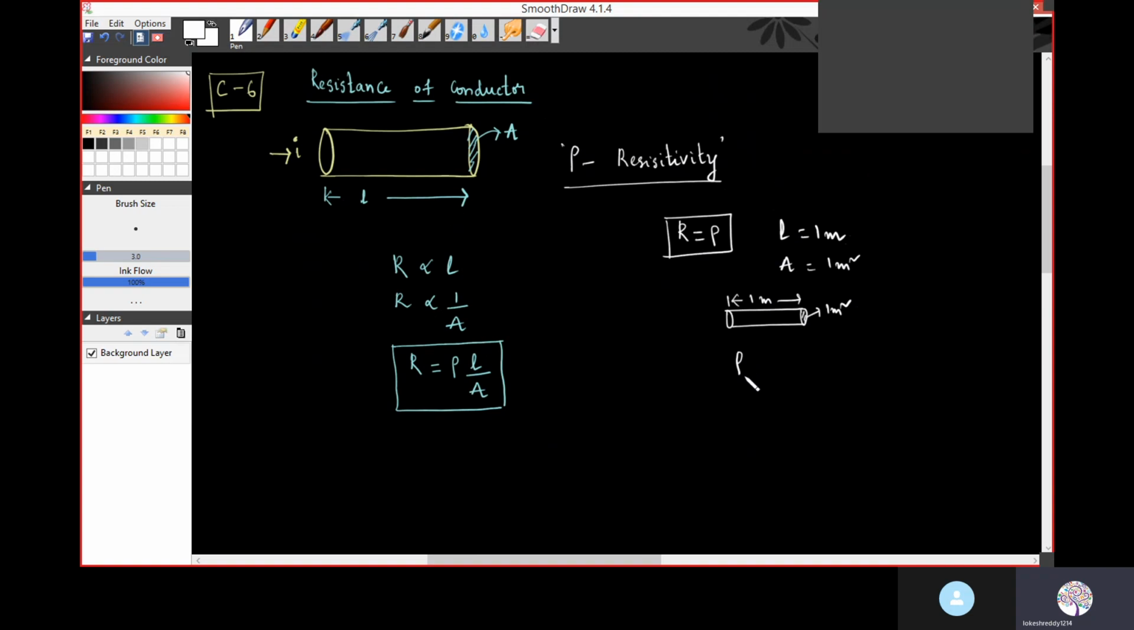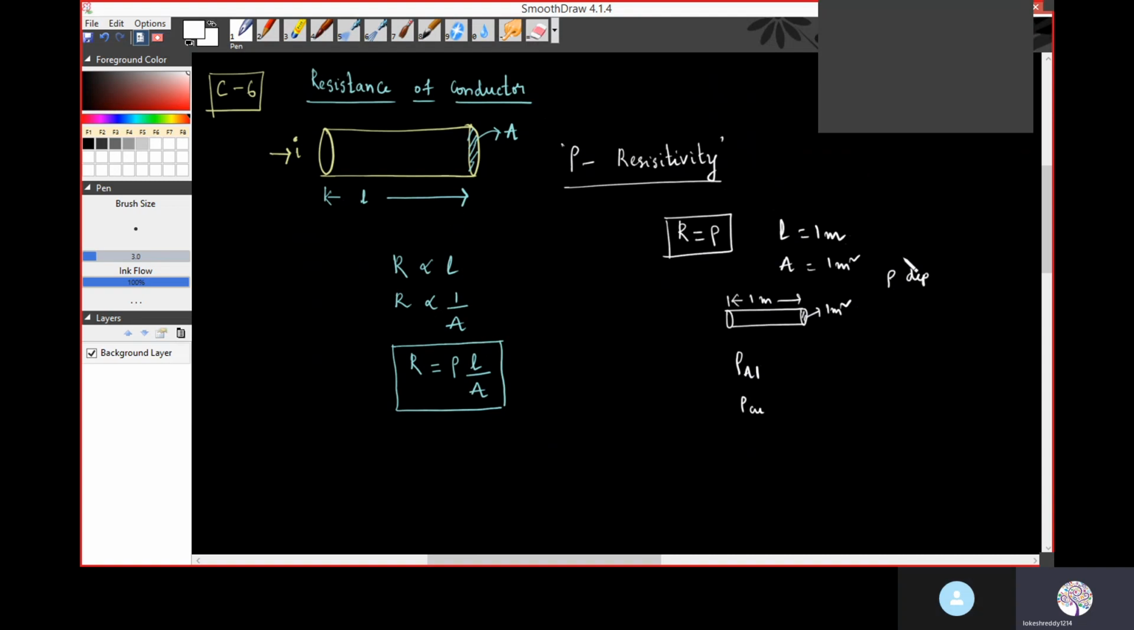That means the resistivity of a material is constant. Say, rho of aluminum is different, rho of copper will be different. Different conductors will have different resistivity. And resistivity doesn't depend upon the length. Why? Because resistivity is already defined per unit length and unit area of cross section.